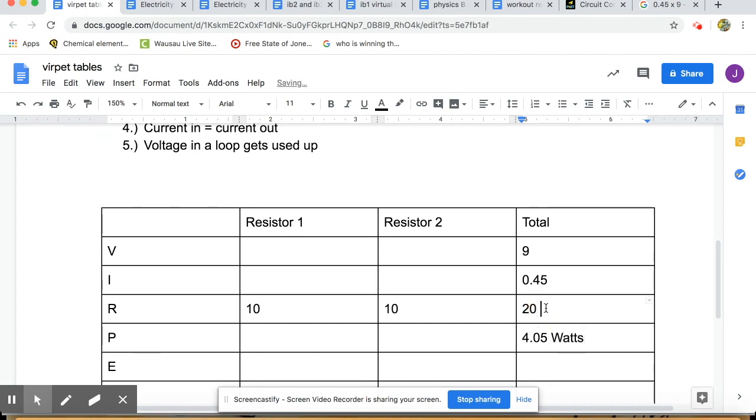Let's start putting units here. It's ohms, it's amps. So right now I find the total for the whole circuit. Volts.